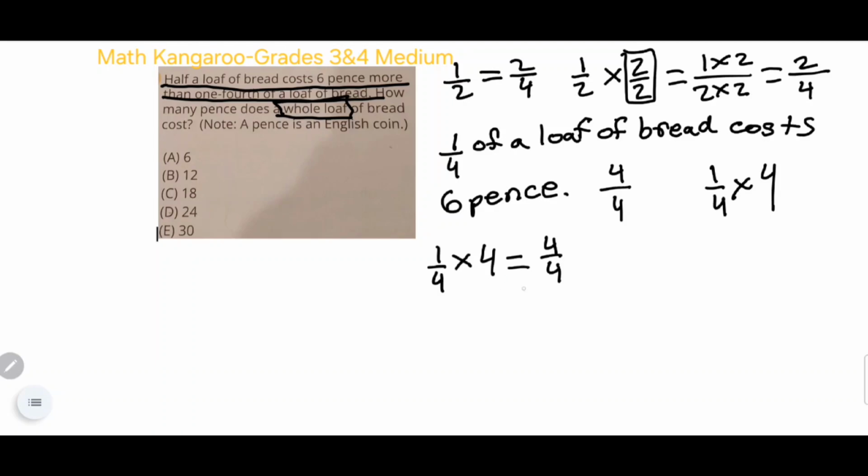So, we can basically do 6 times 4. This 6 is the amount of pence that 1/4 of a loaf of bread costs. So 6 times 4 equals 24. So a whole loaf of bread costs 24 pence.